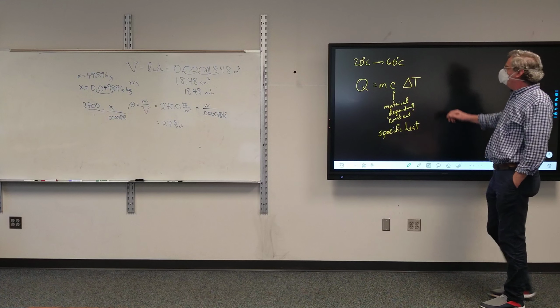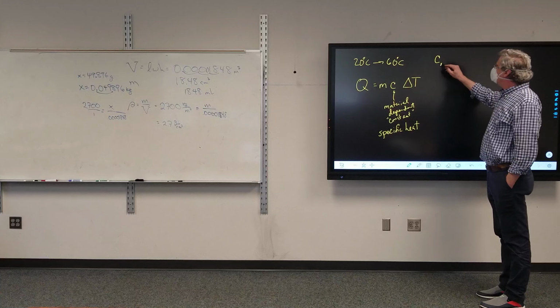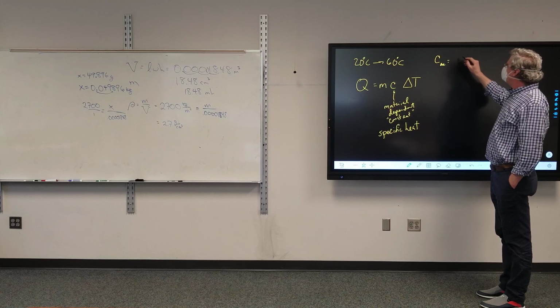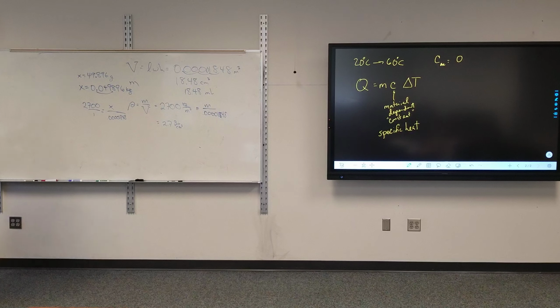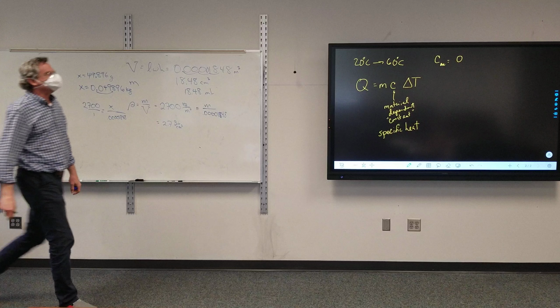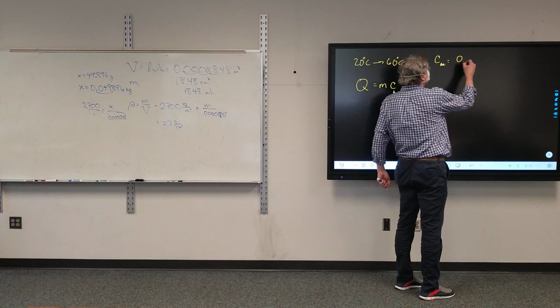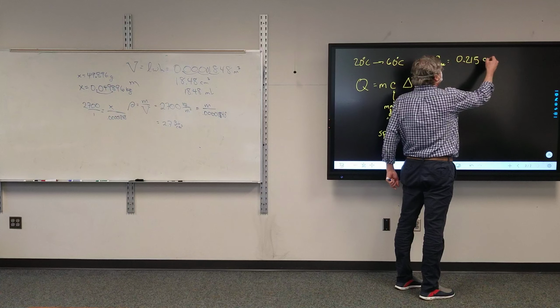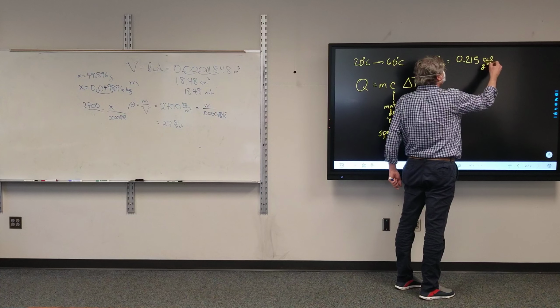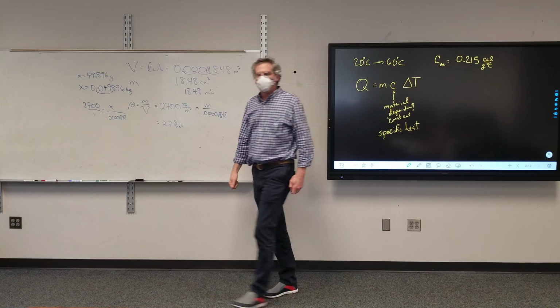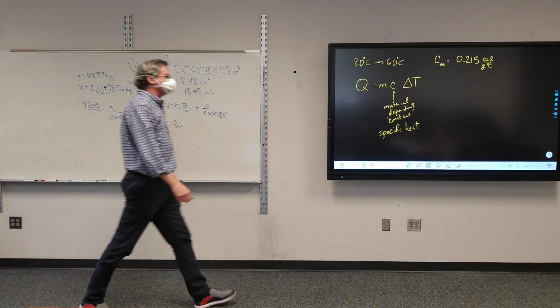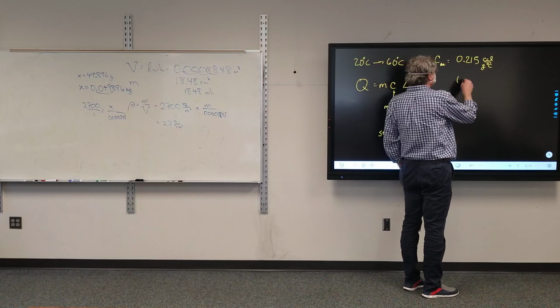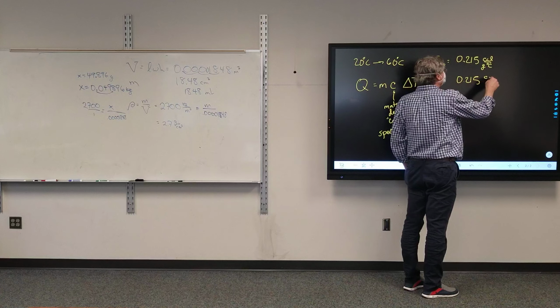And for aluminum, C for aluminum is equal to, let's say 0.215. Just double check that. All right, 0.215 calories per gram degrees Celsius, or 0.215 calories per gram Kelvin.